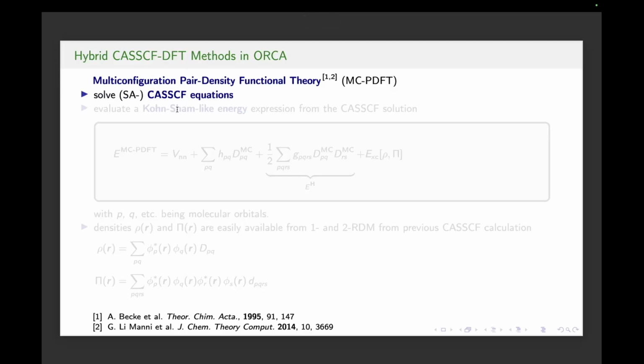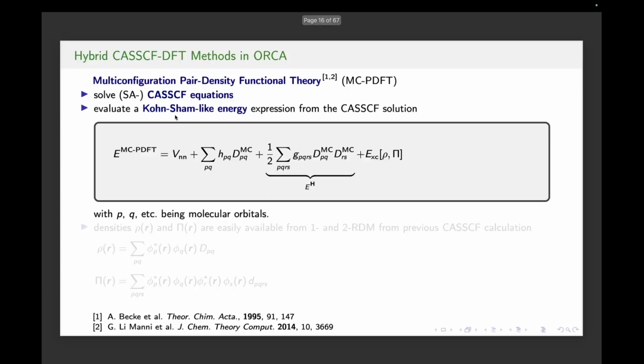It starts with a normal CAS-SCF calculation, in which you minimize the energy, determine the molecular orbitals and the CI coefficients for one or many states, in a state averaging approach, for example. Then, once you have obtained the CAS-SCF solution, you can evaluate a Kohn-Sham-like energy expression. Here the energy contains the nuclear electrostatic repulsion and the one-electron integrals, including the density matrix in the molecular orbital basis that you have obtained from the previous CAS-SCF calculation.